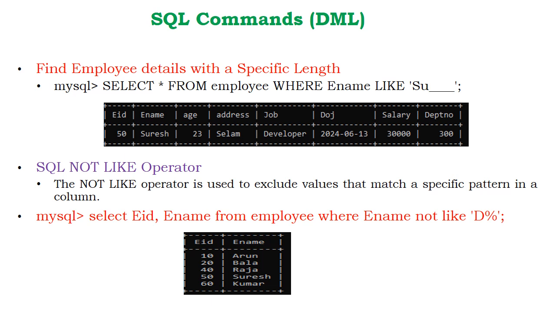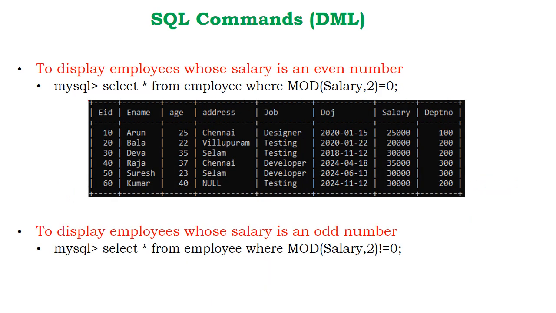Similarly, the SQL NOT LIKE operator. The NOT LIKE operator is used to exclude the values that match the specific pattern in a column. For example, SELECT employee ID, employee name FROM employee WHERE employee name NOT LIKE 'D%'. It means it will show all names except those starting with D.